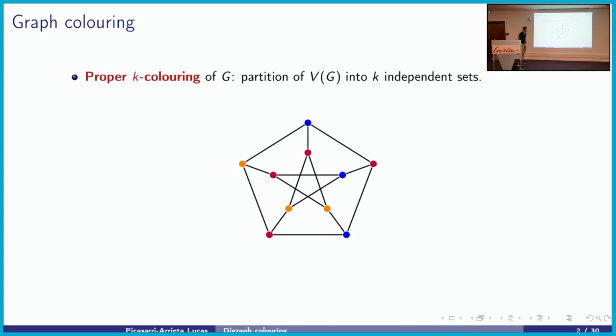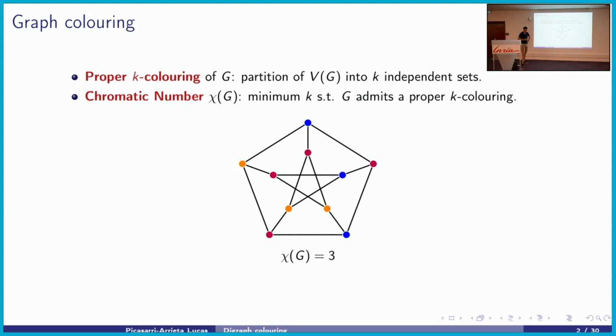A proper coloring of a graph is a coloring of its vertices such that when you have two adjacent vertices, so two vertices linked with an edge, then they receive distinct colors. And what we call the chromatic number of a graph is the minimum number of colors we need to find a proper coloring of this graph. And we say that it is a proper k-coloring if we only use at most k colors.